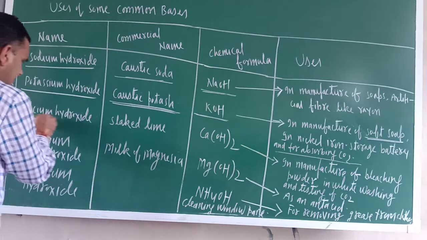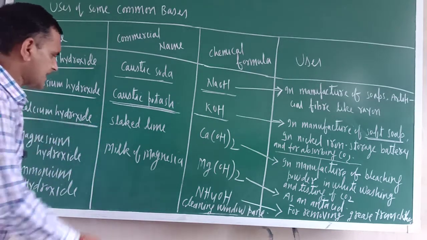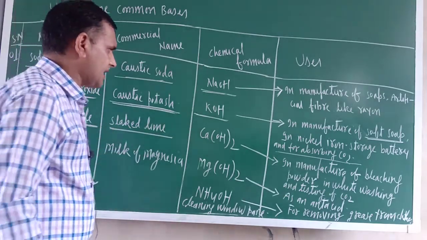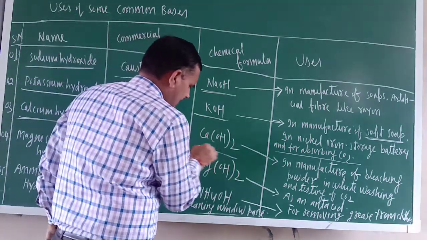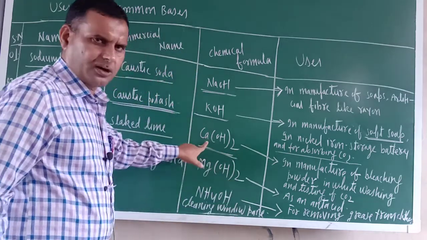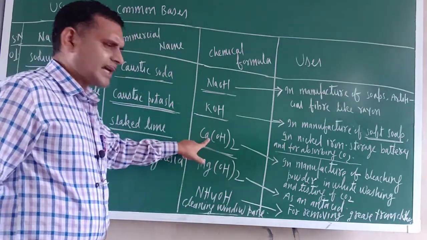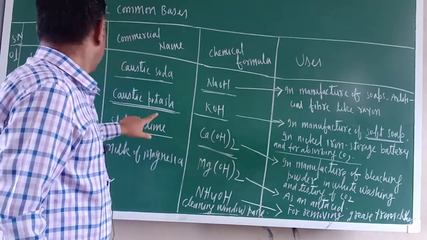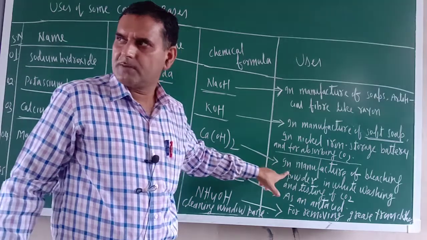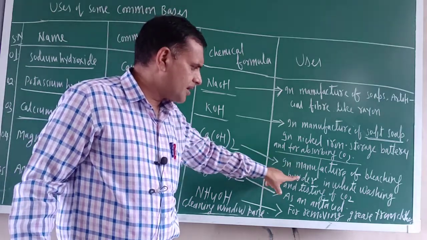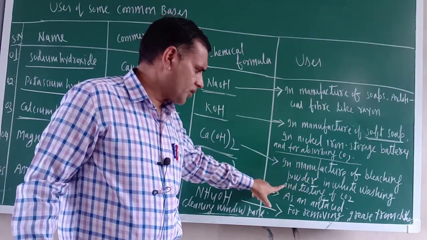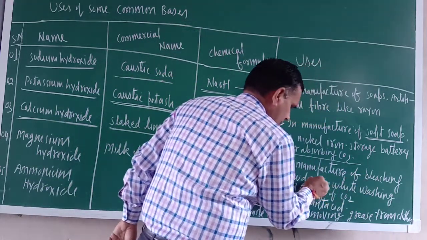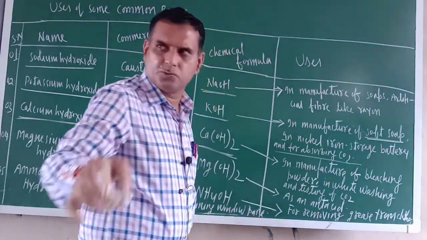Next one is calcium hydroxide. Calcium hydroxide is called slaked lime. Chemical formula Ca(OH)2. What is the use of this one? In manufacture of bleaching powder and in whitewashing. First one is in manufacture of bleaching powder.